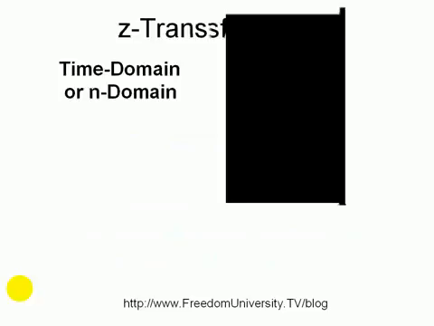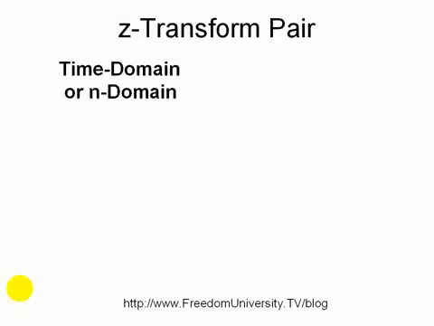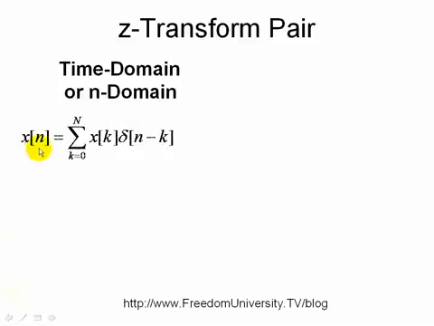So before providing an example of an inverse Z-transform, let's look at the Z-transform pair. Here in the time domain, we have a sequence described as follows: the summation of weighted time-shifted impulses, as shown here. x_k is the weight, and these are just time-delayed impulses that are added up from k equals 0 to n.